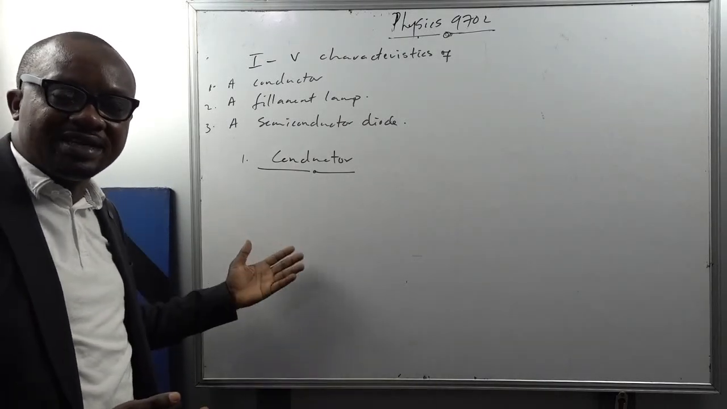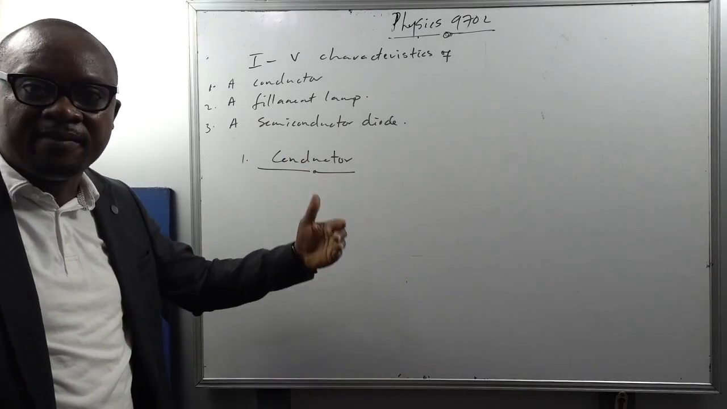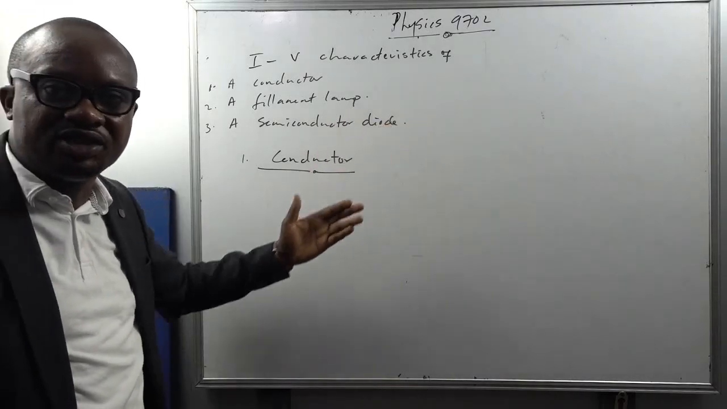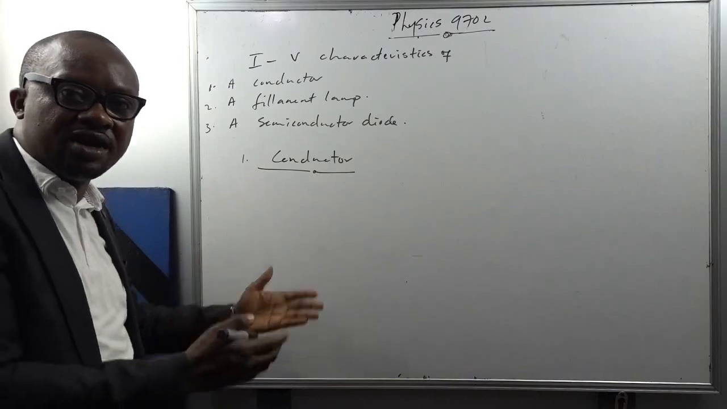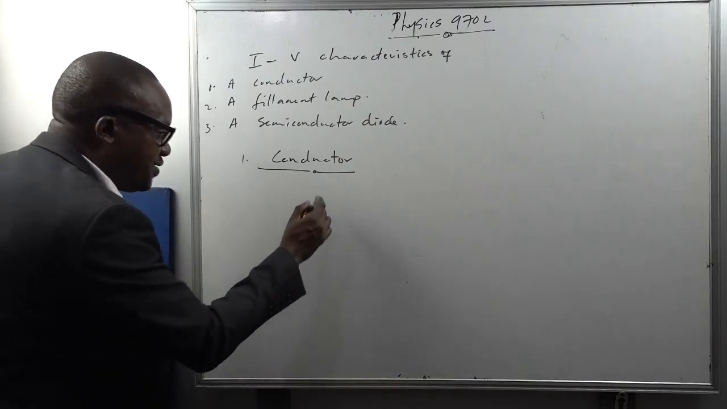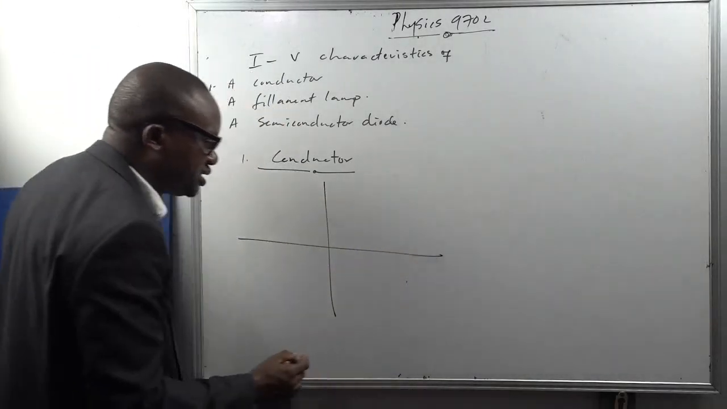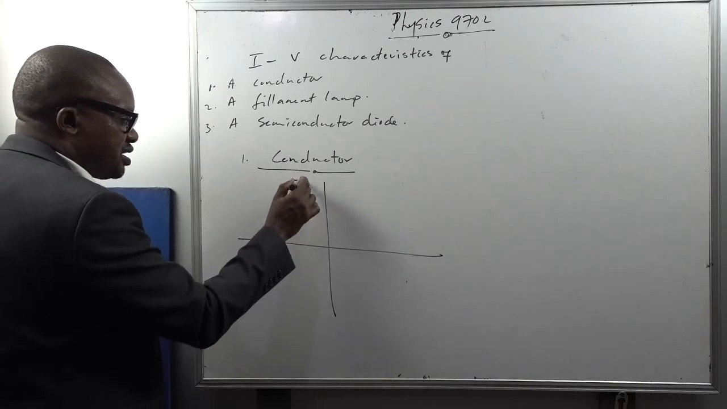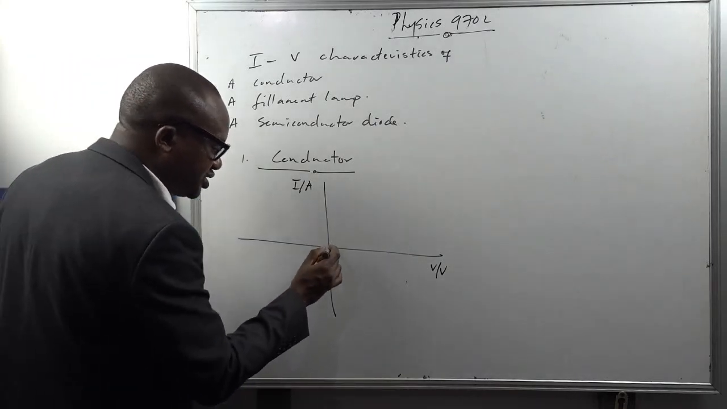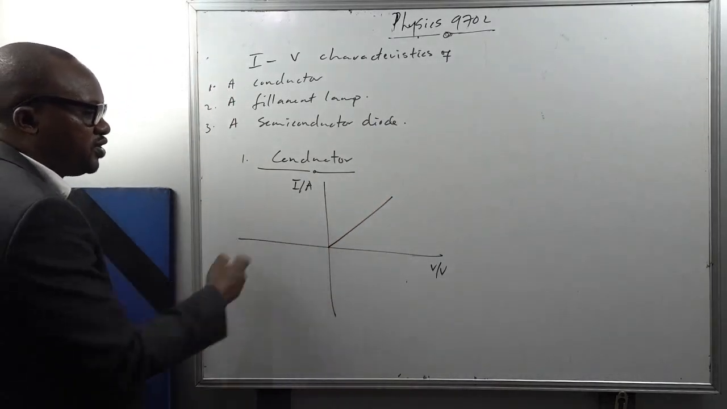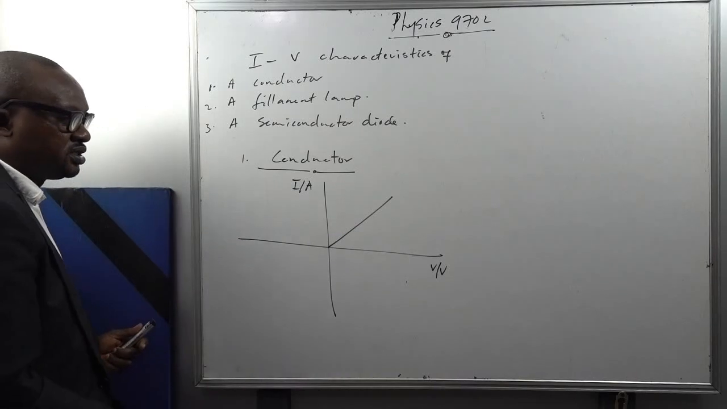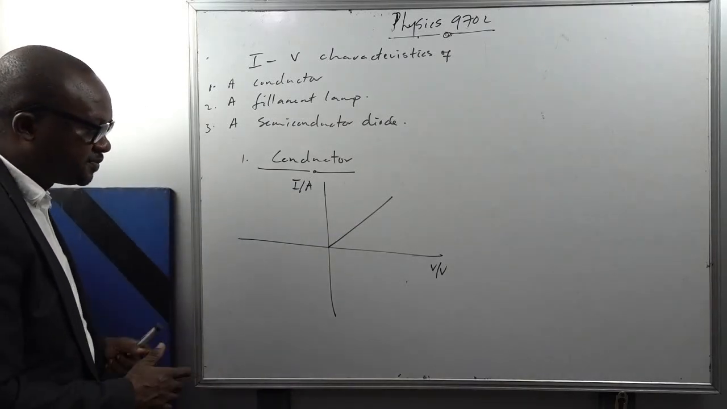So if I plot the graph of current against potential difference for a conductor, it's going to be a linear relationship. Linear relationship there means a straight line relationship, because the current flowing through a conductor is directly proportional to its potential difference. So the IV characteristic of a conductor is like this. Graph of current against potential difference for a conductor is going to be a straight line relationship, because the current flowing through a conductor is directly proportional to its potential difference, provided temperature is kept constant.